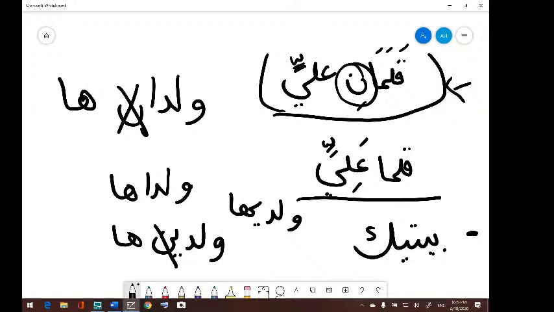This one is only for dual, and only when it's mudaf. Mudaf to a pronoun or mudaf to a noun. Right. When it is mudaf. When it's mudaf ilayh, it stays the same. It still keeps the noon. Only mudaf, yeah? Because mudaf is kind of tricky, right, in Arabic?